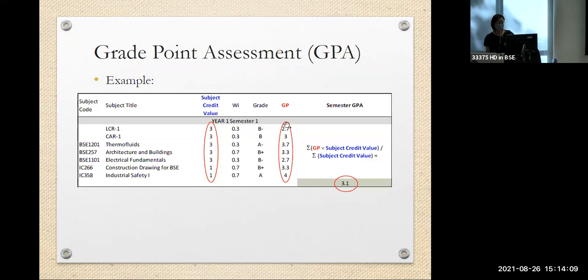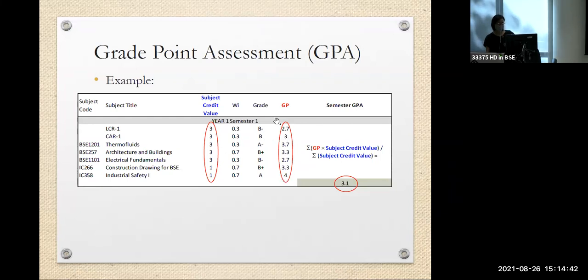So this is an example about how to calculate your GPA. So for example, this is year 1, semester 1, and you will take these subjects. So 1, 2, 3, 4, 5, 6, 7. So you are going to take 7 subjects, and these are the credit values. And you get these grades. Okay. So for B minus, the grade point is 2.7, and then for grade B, 3, and so on.